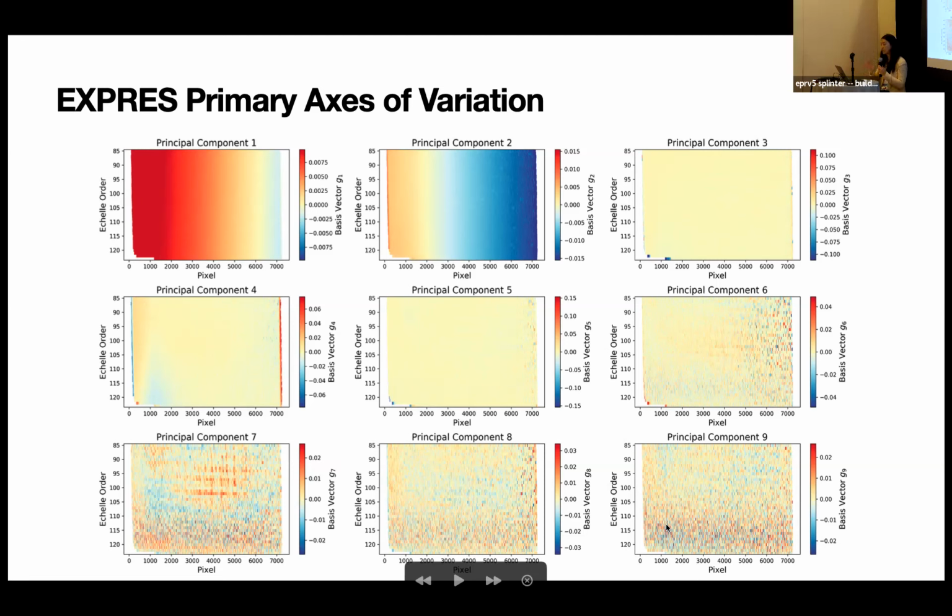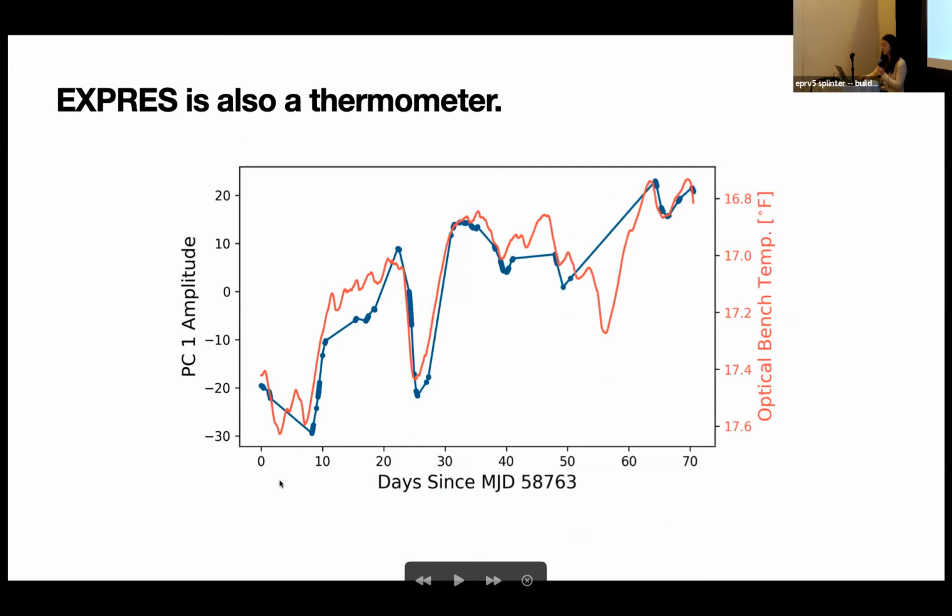And so here we've learned a little bit about how Express is varying, and also maybe things that we want to check next time we want to fabricate a similar instrument or use a similar detector. We can also see the amplitude of these variations with respect to time. Now I'm showing time on the x-axis, and on the y-axis the amplitude of the first principal component, so the degree to which that variation is present in your data. That's shown in blue, and in orange is the optical bench temperature in our telemetry. You can see that that variation tracks the temperature almost exactly.